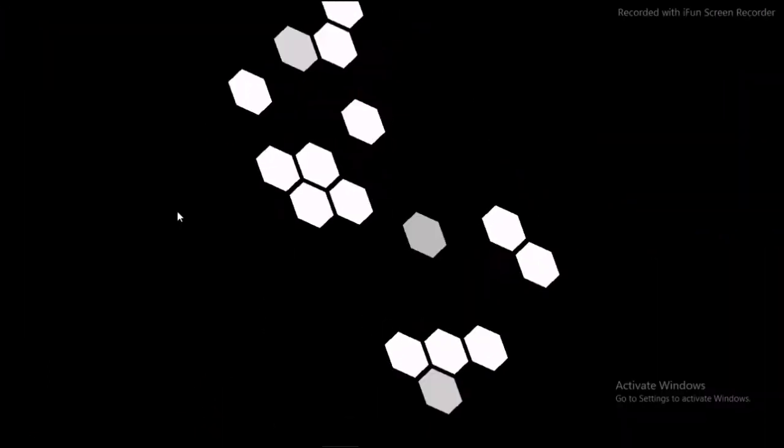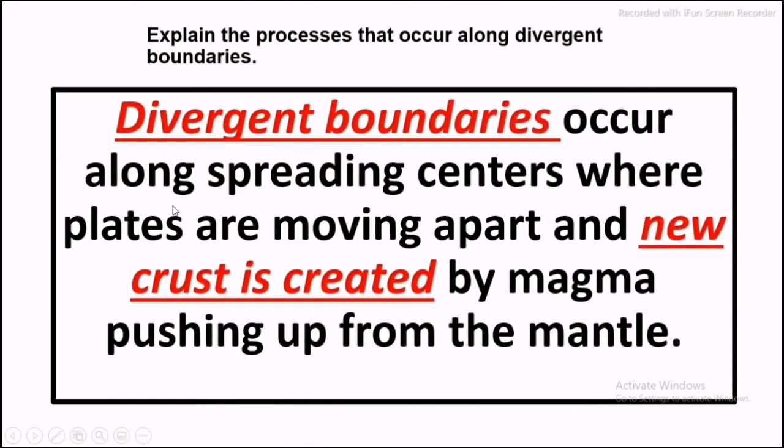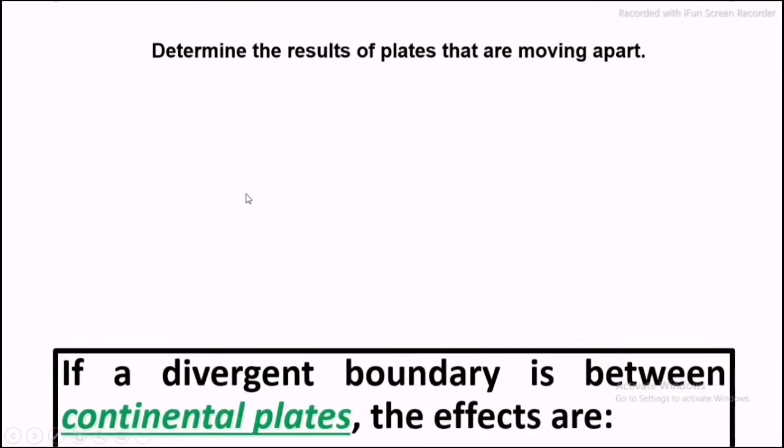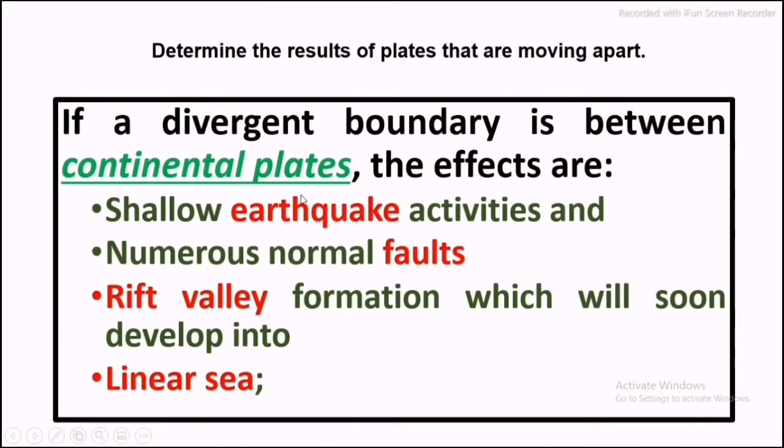So what happens in the divergence of two plates? Divergent boundaries occur along spreading centers where plates are moving apart and new crust is created by magma pushing up from the mantle. So what does it mean? If a divergent boundary is between continental plates, the effects are shallow earthquake activities and numerous normal faults. Rift Valley formation which will soon develop into linear sea.